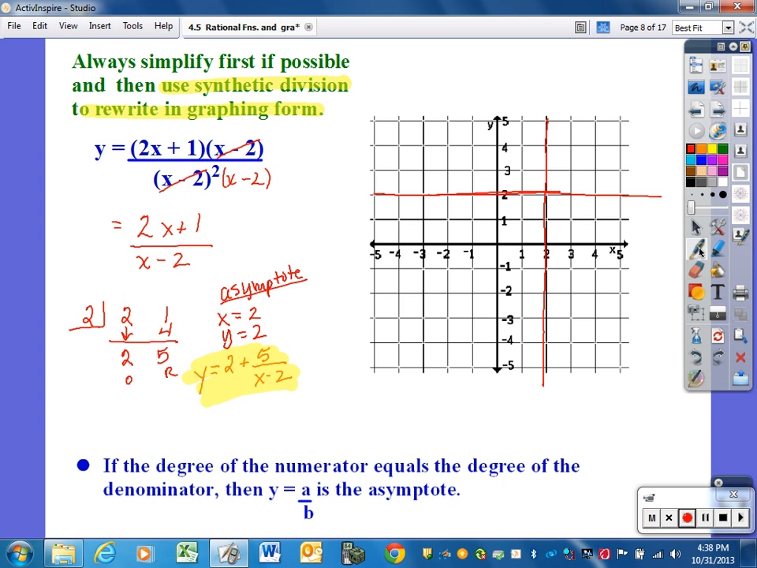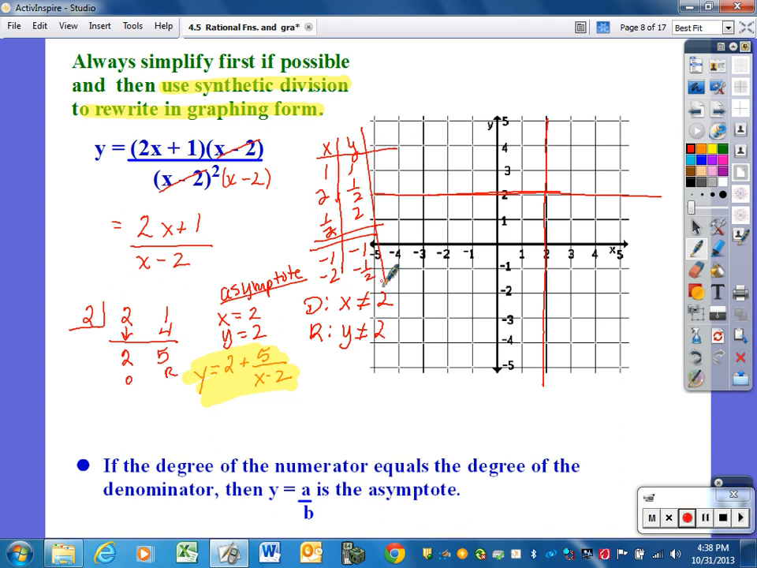Okay, so my domain, x can't be 2. My range, y can't be 2. So my parent function, see if I have room for it. 1, 1, 2, 1/2, 1/2, 2. And my negative 1, negative 1, negative 2, negative 1/2.